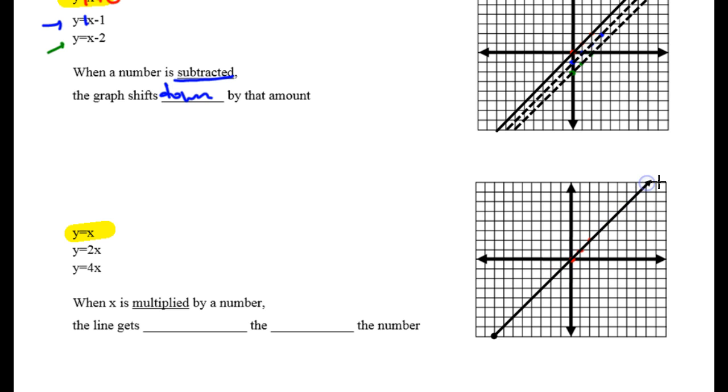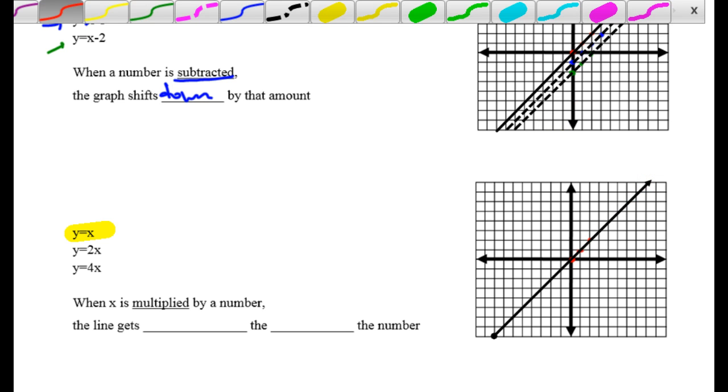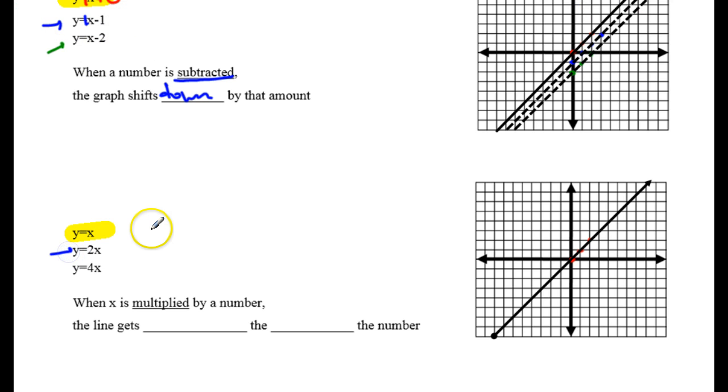Alright, so there's the parent graph. Now look at the new graph. Now we have this y equals 2x. Now look what we changed. Well, what's the y-intercept? It used to be plus 0. It's still plus 0. There's no y-intercept. What changed now is the slope. From 1, now the slope is 2.